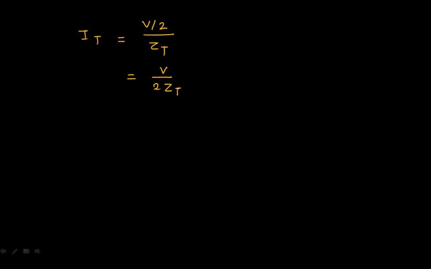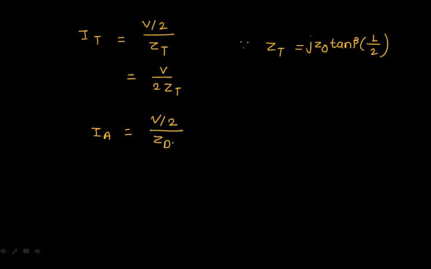I'll just use this equation over here, which I have already used: ZT is equal to jZ0 tan of beta L by 2. I have already given you this. So I'll use this equation to find the total current. What is my total current? IA is equal to V by 2 divided by ZT. Okay. So for antenna mode, I'm just going parallelly with the antenna mode, and this is the transmission line mode.